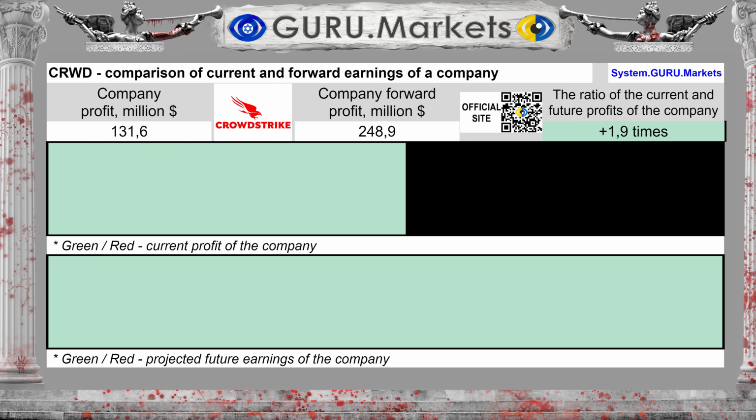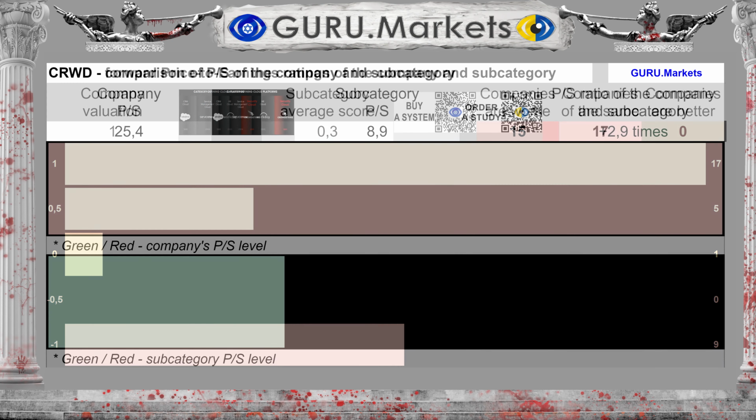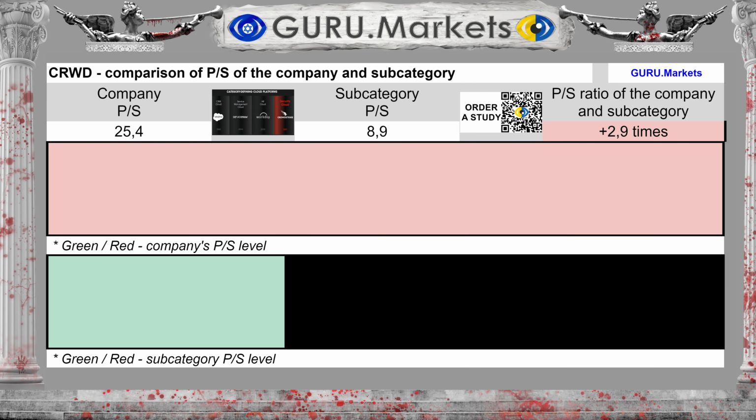Projected earnings for the next 12 months are expected to be $249 million. This is 89.1% more than now. Assessment of projected future profit indicators in comparison with companies in the subcategory. Good, 1 point. The company's value to revenue ratio is 25.4.